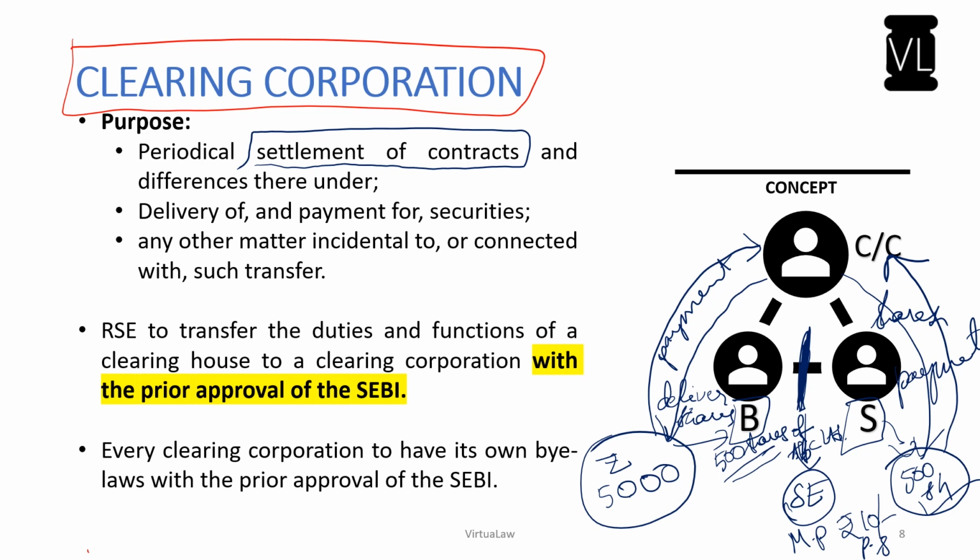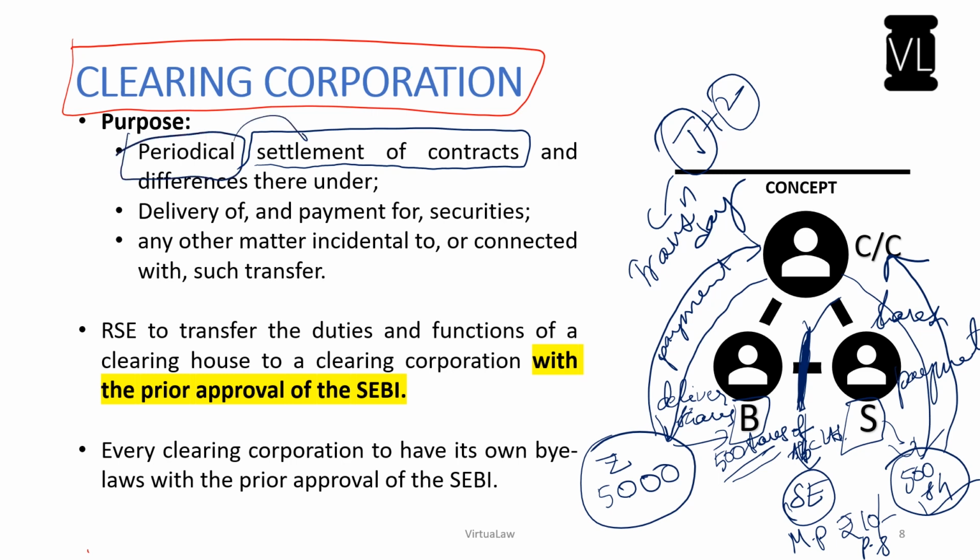So on a real-time basis, what will happen is only freezing of your contract, which has happened at the stock exchange level. The moment the contract is frozen, after the end of the day, there is this concept called T plus 2. T is nothing but transaction day. So on the day of transaction, plus 2 other days, the clearing corporation will take to clear all the contracts. That is why it is called a periodical settlement of contracts. Correct? So there is a securities contract and I would settle it on a periodical basis.